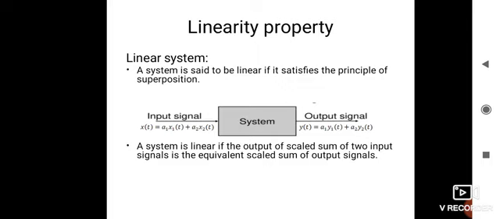So if the system is non-linear, then it does not satisfy this property. The system is linear if the output of a scaled sum of the two input signals is equivalent to the scaled sum of the output signals. And if the system is non-linear, then it will not satisfy this kind of property.